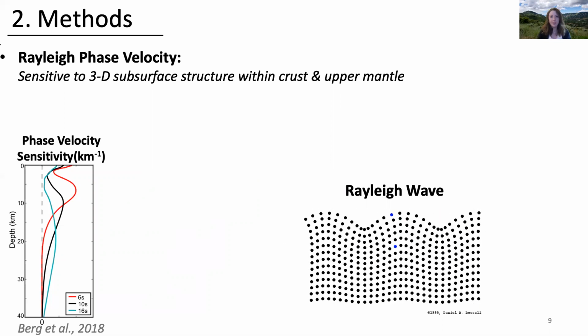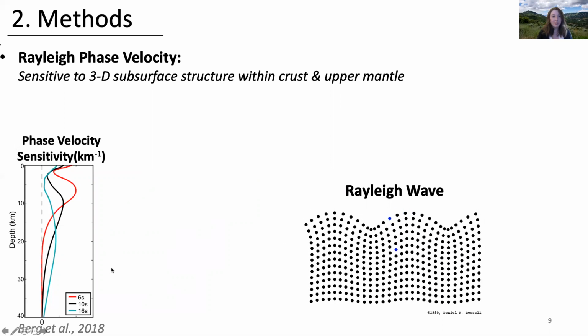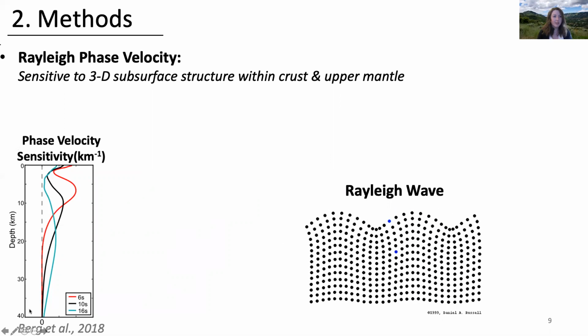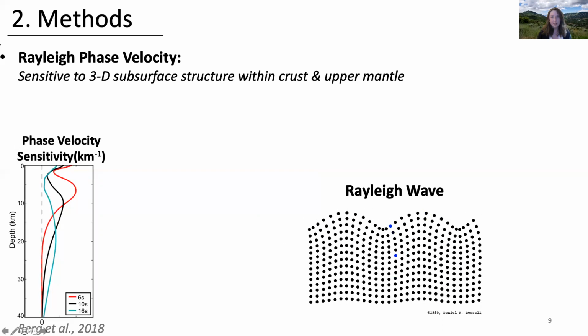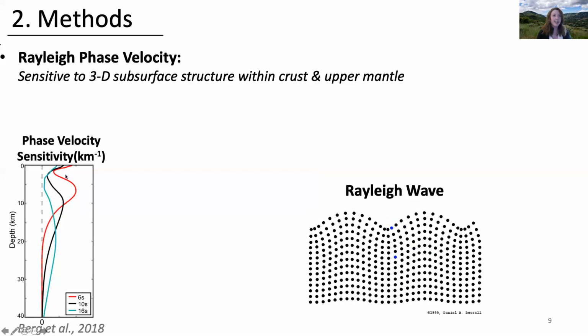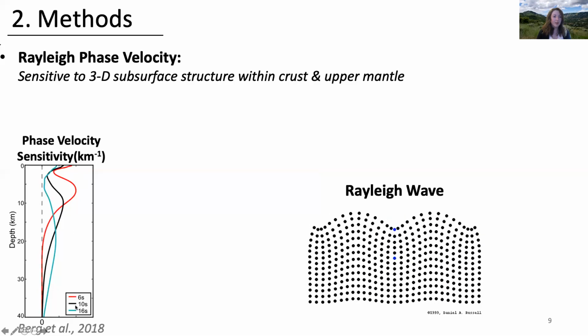We break down the Rayleigh wave signal into multiple frequencies or periods where higher frequency or shorter period has shallow sensitivity. We show this in our sensitivity kernel, where we show sensitivity versus depth from the surface to 40 kilometers. We see that where the amplitude is largest is where the greatest amount of sensitivity lies. You can see that this is shallower depths for shorter periods and deeper depths for longer periods.